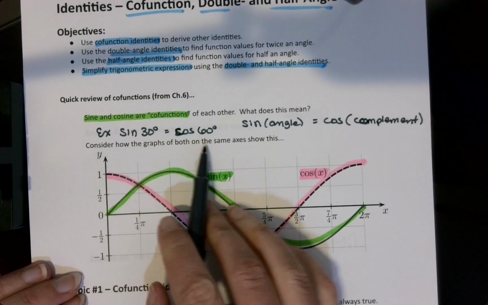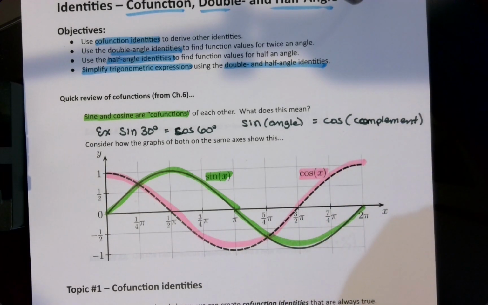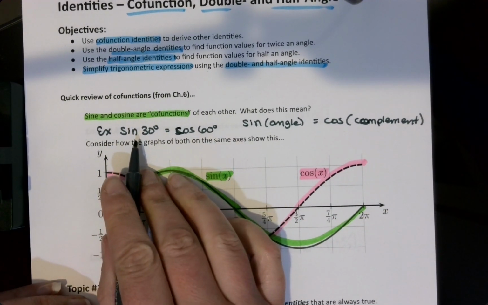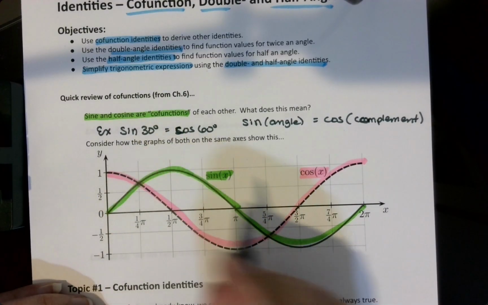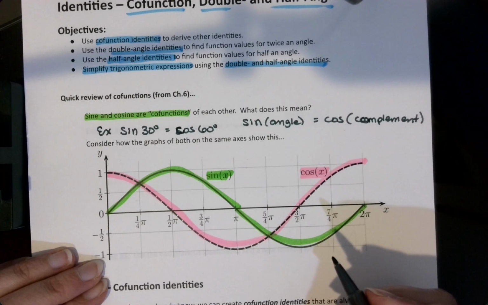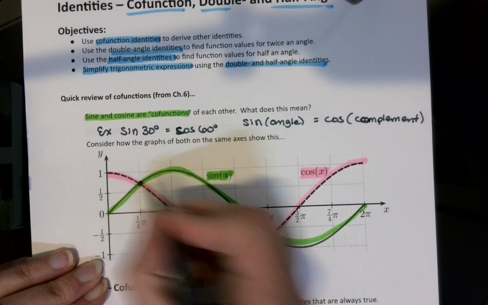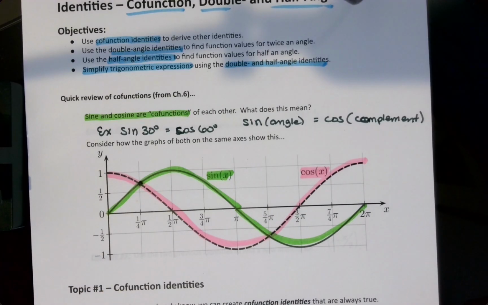Sine of 30 equals cosine of 60, and whatever the angle is, the sine of that angle equals the cosine of the complement. So I wrote mine in terms of degrees instead of radians, but we can go with that same idea. If we think about pi fourths, pi fourths is its own complement. It's its own complement, and therefore sine and cosine are going to be equal, since pi fourths plus pi fourths adds to pi halves, or 45 plus 45 adds to 90.